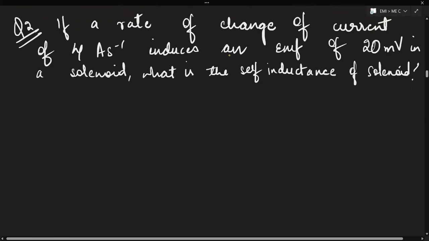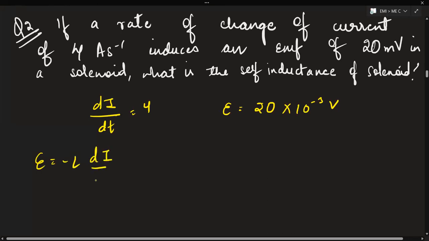It says what if a rate of change of current of 4 ampere per second, it means di over dt is given as 4 ampere per second. This induces an emf of 20 millivolt. What is the self-inductance? So E is equal to minus L di over dt. Magnitude of L will be E divided by di over dt.